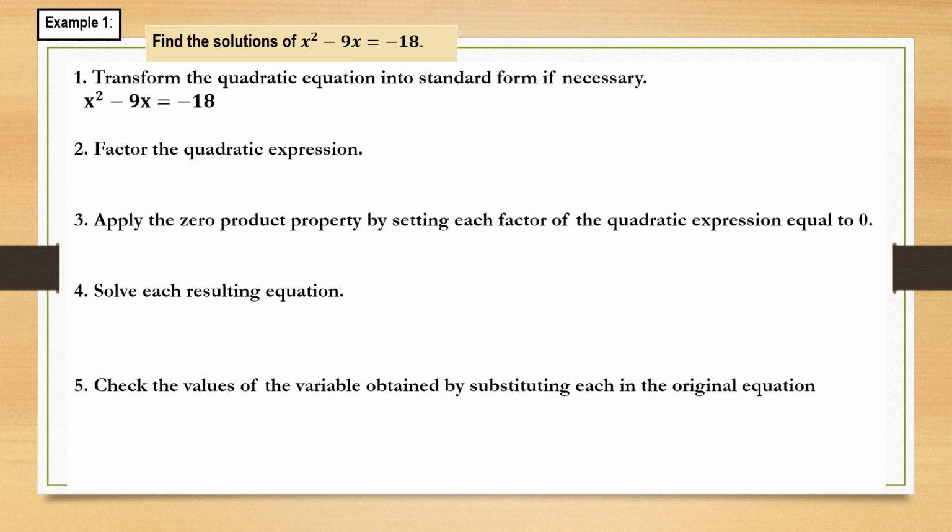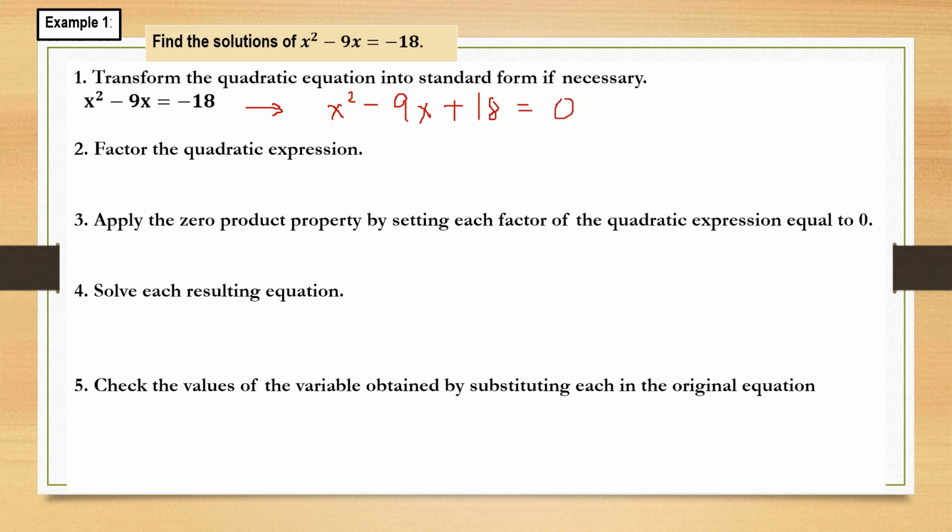Let's now have example number 1. Find the solutions of x squared minus 9x is equal to negative 18. So for step 1, transform the quadratic equation into standard form if necessary. To write it in the standard form, ax squared plus bx plus c is equal to 0, we need to transpose negative 18 from the right side of the equation to the left side. Therefore, the equation becomes x squared minus 9x plus 18 is equal to 0.